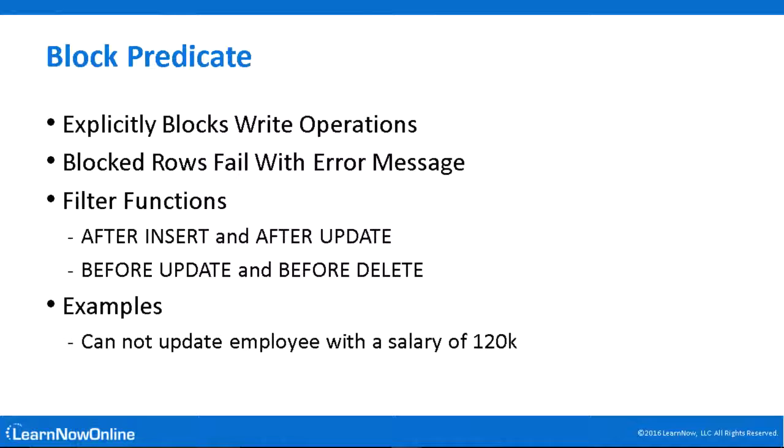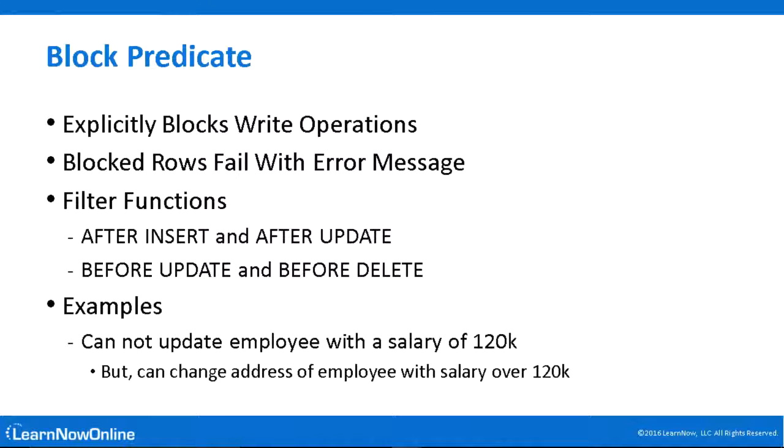An example of a block predicate can stop a user from updating, say, someone's salary to $120,000 if the predicate does not let salaries above $100,000. But the same user can update employee information, like change the last name of the employee where the employee's salary is already above $120,000. So block predicates for update are split into separate operations, before and after. You cannot, for example, block users from updating a row to have a higher value than the current one.